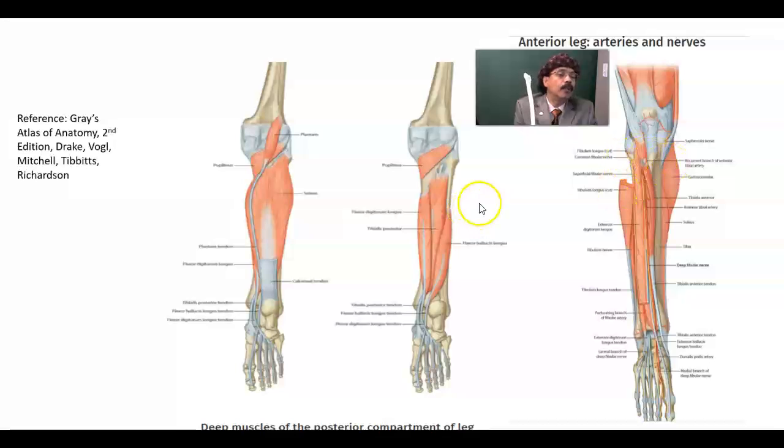Okay, the common fibular nerve has two divisions: the deep fibular nerve and the superficial fibular nerve. The deep fibular nerve supplies the extensor muscles like extensor digitorum longus, extensor hallucis longus, and peroneus tertius. It also supplies the tibialis anterior. The superficial fibular nerve supplies the fibularis longus and fibularis brevis muscles. The soleus is innervated by the tibial nerve.